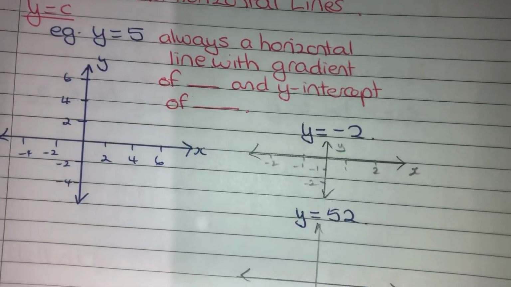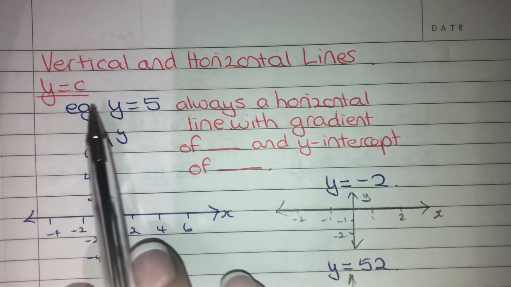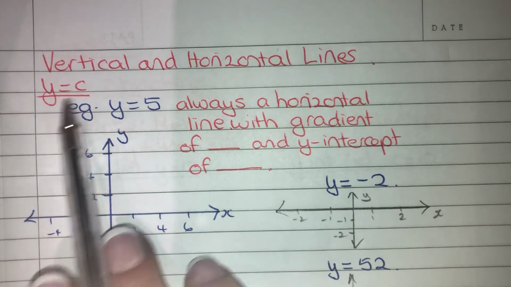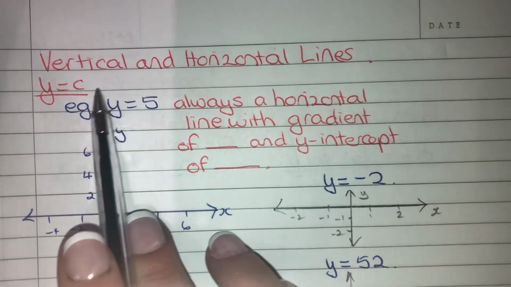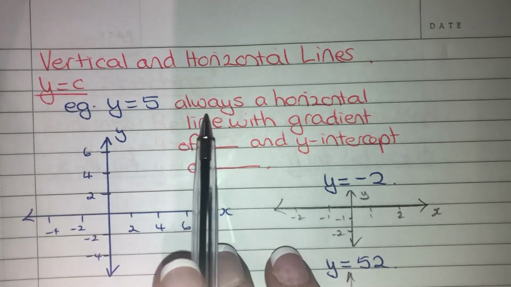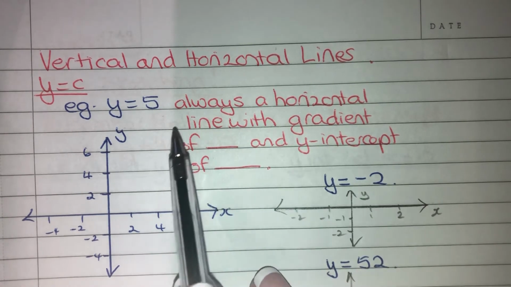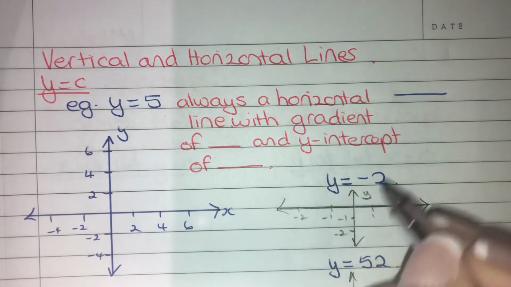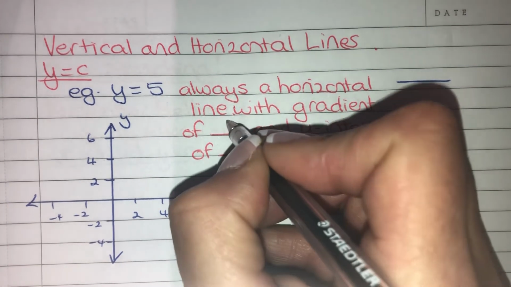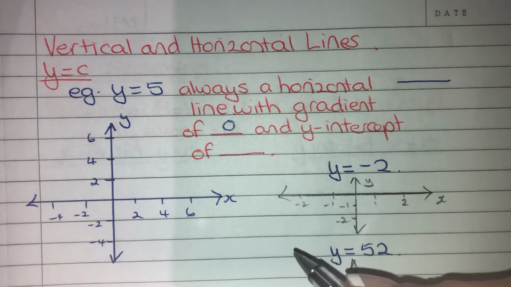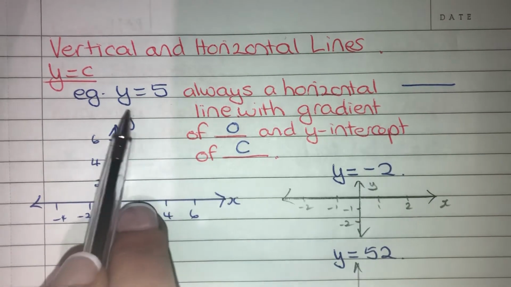Now, the other thing we've got here, we did a little bit of this yesterday, are vertical and horizontal lines. This is when y equals c, so y equals 5, y equals 20, y equals 2056. If it's y equals a number, it's always a horizontal line, and it's going like this all the time. Gradient is how far it slopes. So it's not sloping at all. So the gradient will always be 0. And the y-intercept will always be c, or whatever number that is.